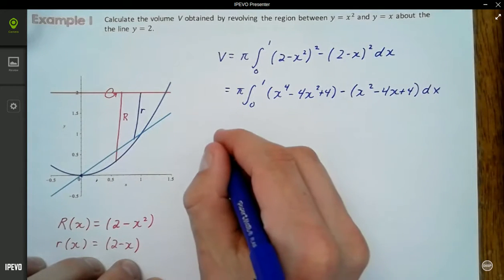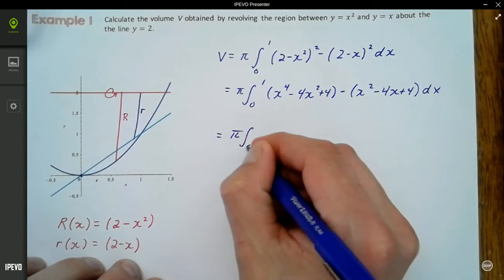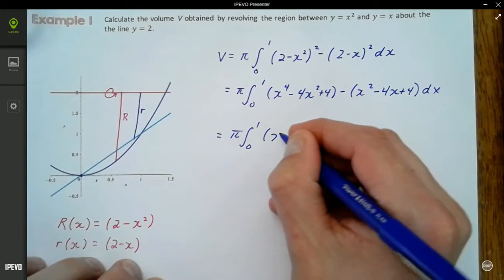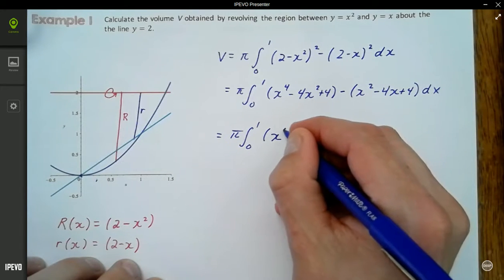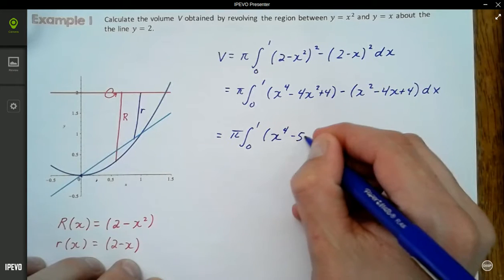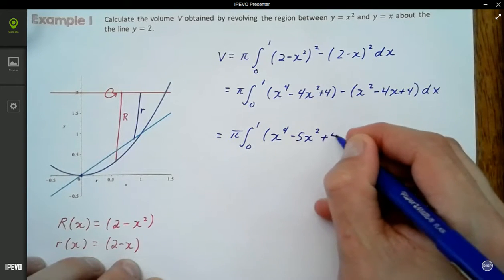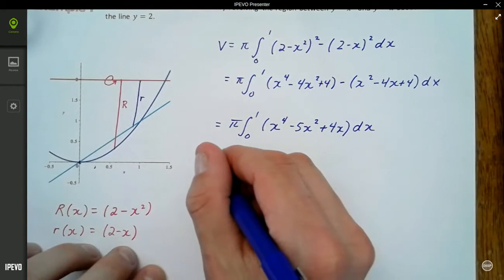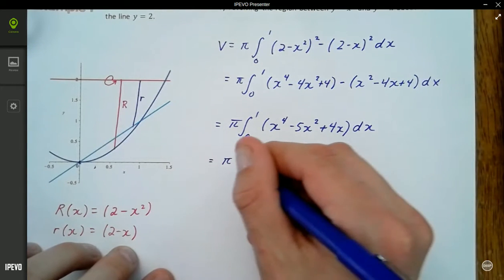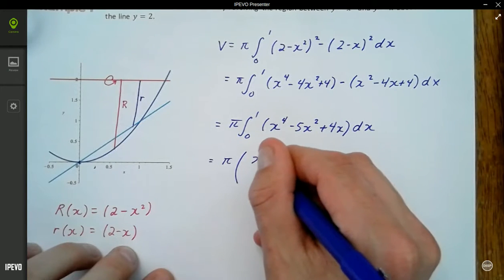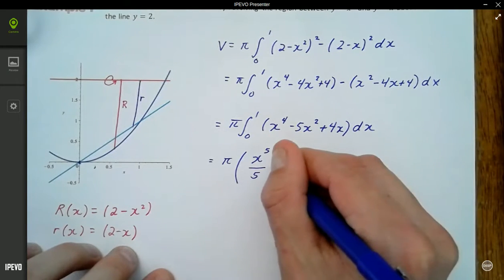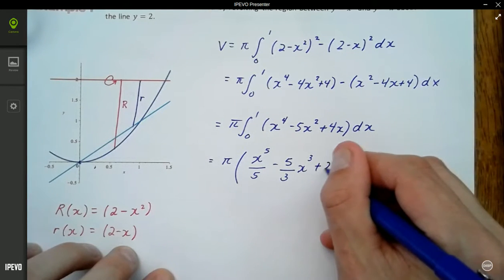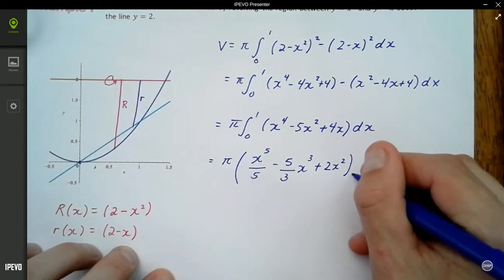Now I'm going to combine like terms. So I have pi times the integral from 0 to 1 of x to the 4th minus 5x squared plus 4x, with respect to dx. Now I can integrate that. I get pi times x to the 5th over 5 minus 5 over 3 x cubed plus 2x squared, going from 0 to 1.